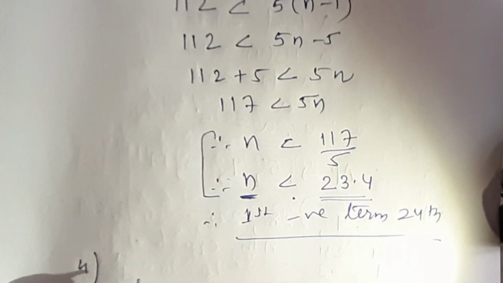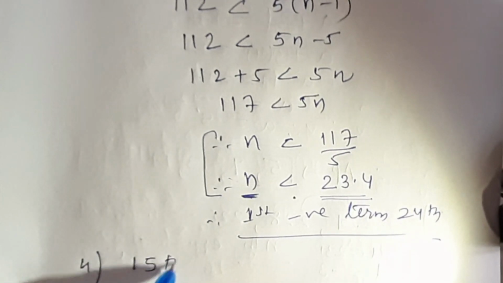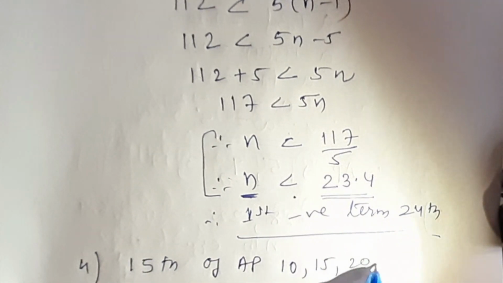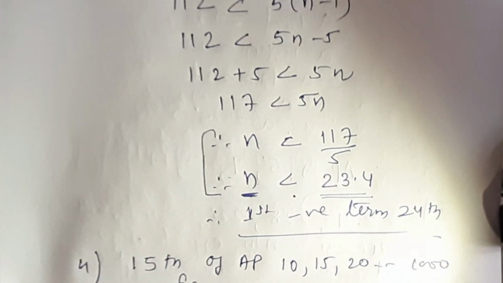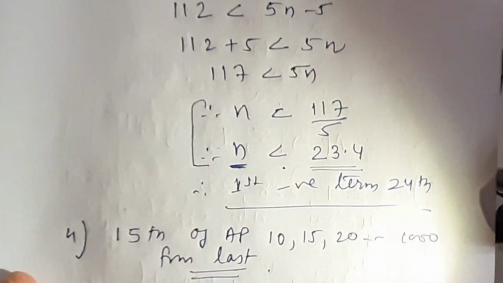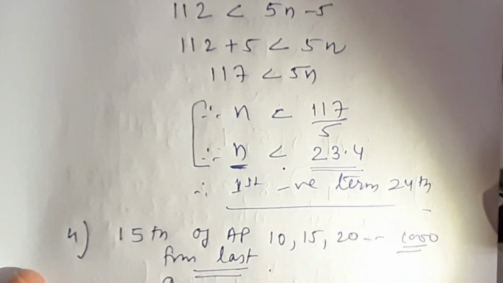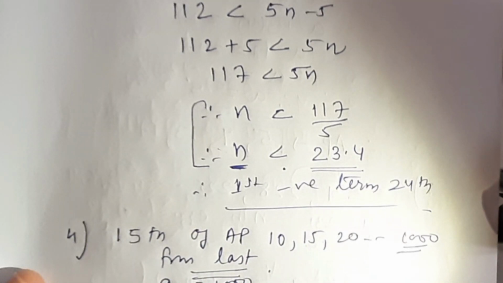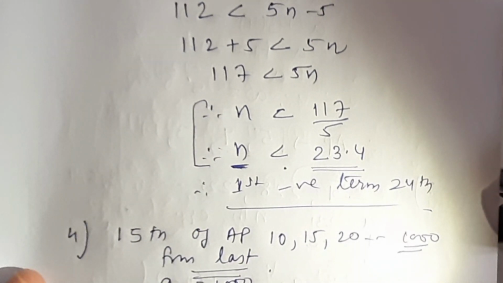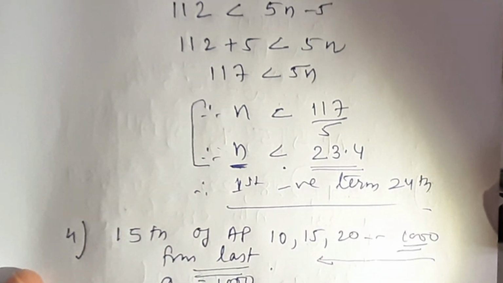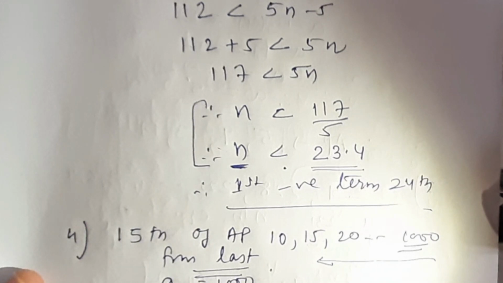Now the next question, they can ask in the form like find the 15th term of the AP 10, 15, 20 up to 1000 from last. So how are we going to find the term from the end? For this kind of question, this last term will be A. Here A is 1000 and D as usual we find, that is 20 minus 15, which is 5. As we are finding the term from the back, D needs to be taken negative. The 15th term they are asking, so n is 15.